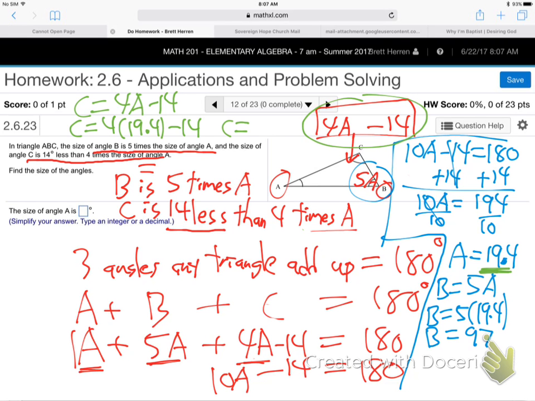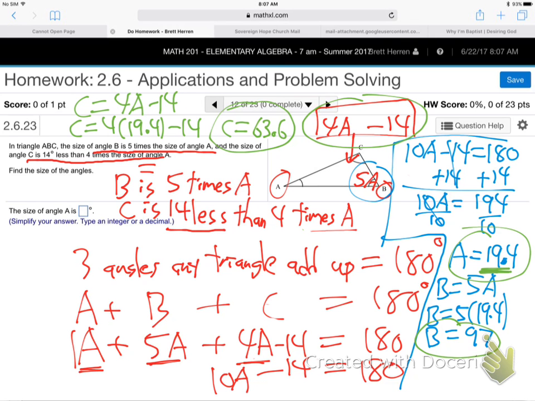So C, if you work that out in your calculator, please tell me what you get. 63.6? Thank you. 63.6. So there's C, here's B, here's A. We got them all. Questions I can answer on that one? That one had a lot to it.